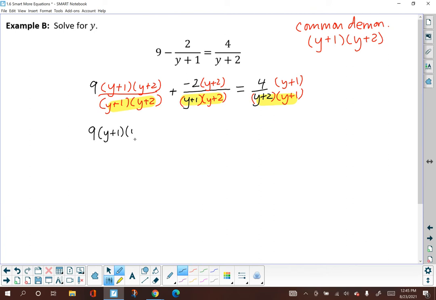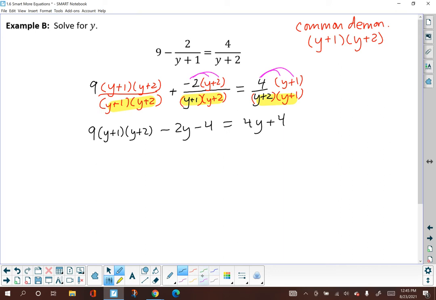9 times y plus 1 times y plus 2. I'm going to go ahead and distribute that negative 2 right now. Minus 2y minus 4. And we'll go ahead and distribute the 4. So that will give us a 4y plus 4.